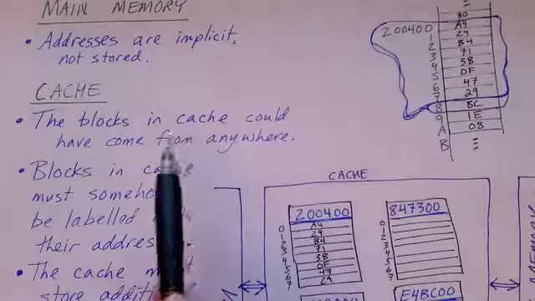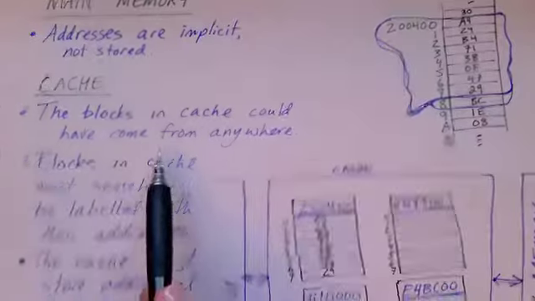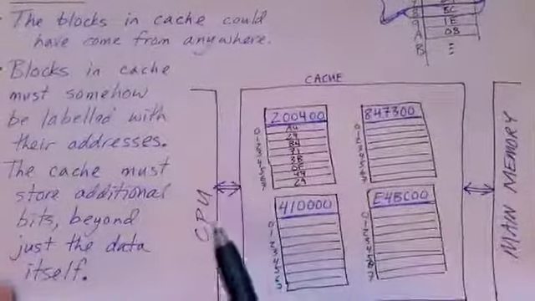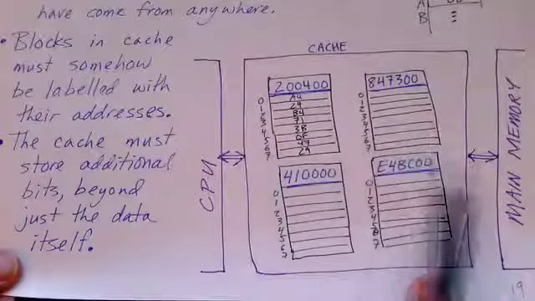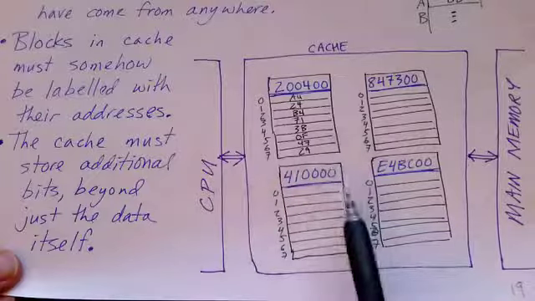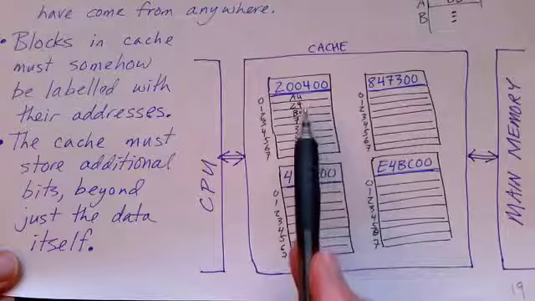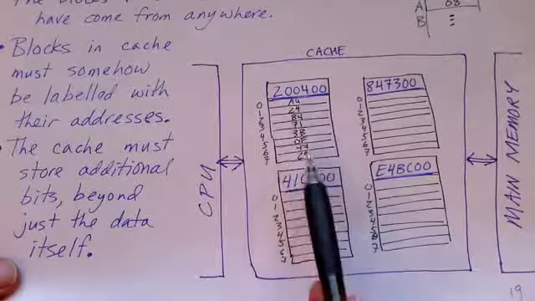In the cache, we have a number of cache blocks, and those cache blocks could have come from anywhere in main memory. So here's a picture of the cache, and it's sitting between main memory and the CPU. In this particular example, my cache has only 4 blocks in it. And in this limited example, each block only contains 8 bytes.